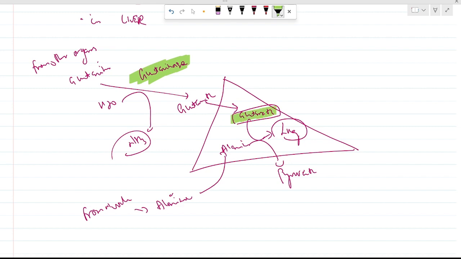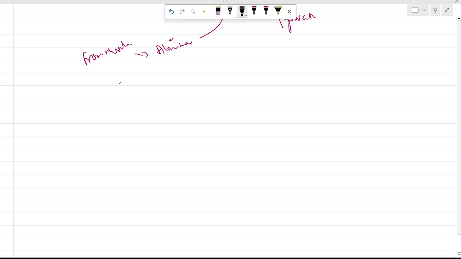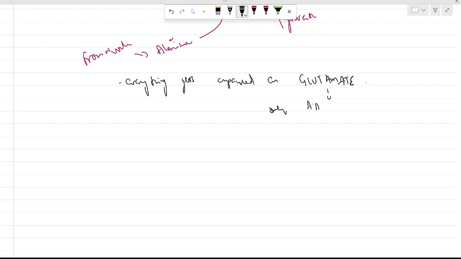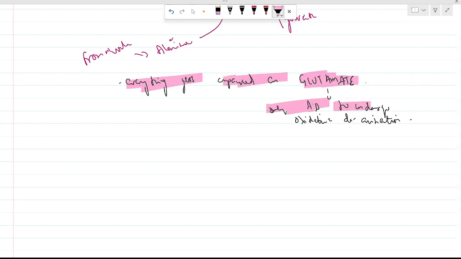This is the most important compound here, glutamate. So finally we can write that everything gets unpacked as glutamate. Why? We have already said before, glutamate is the only amino acid that can undergo oxidative deamination. Very important discussion. Everything gets unpacked as glutamate. This is the reason here.